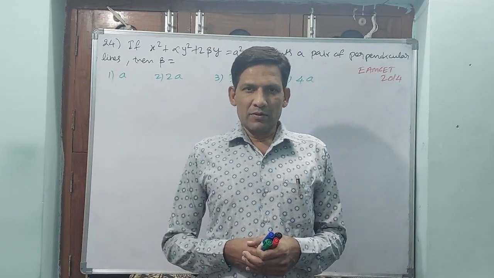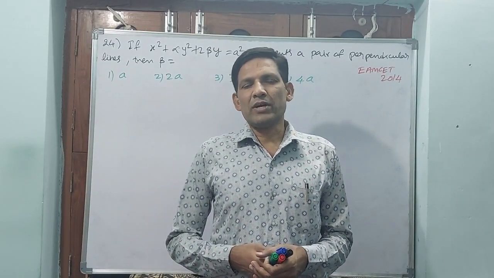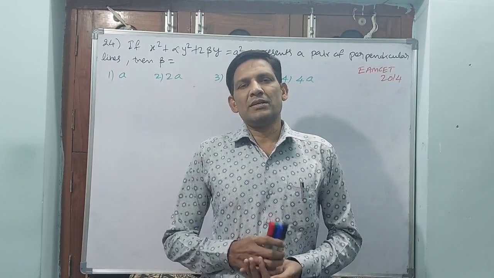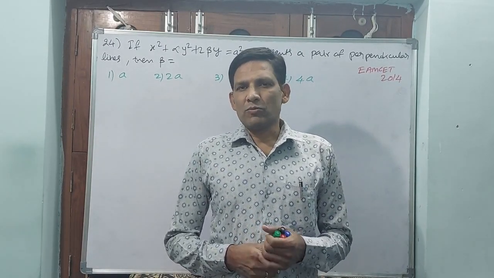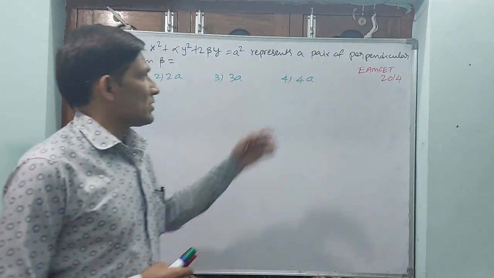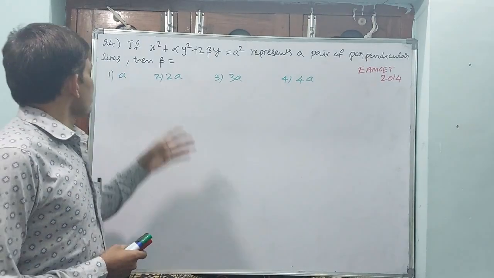Dear students, we are in EAMCET mathematics and we are doing pair of straight lines. In this class we will try to solve questions number 24 to 28, that means 5 questions. This question was asked in EAMCET 2014.